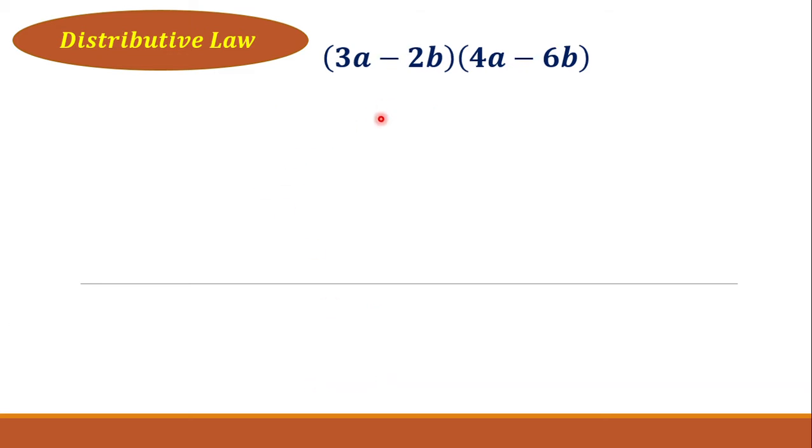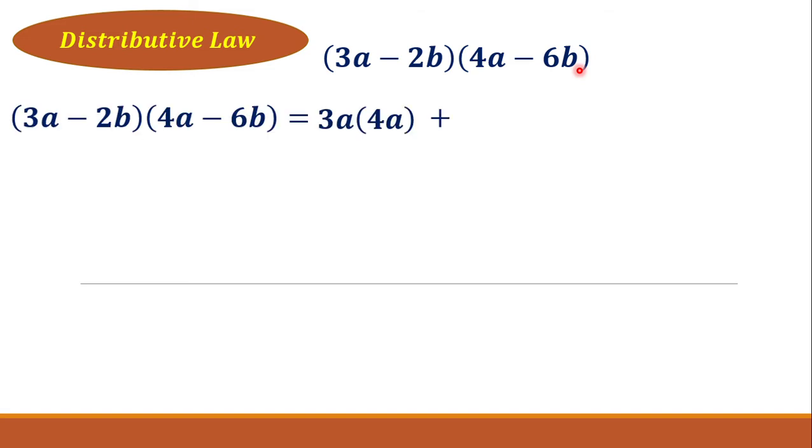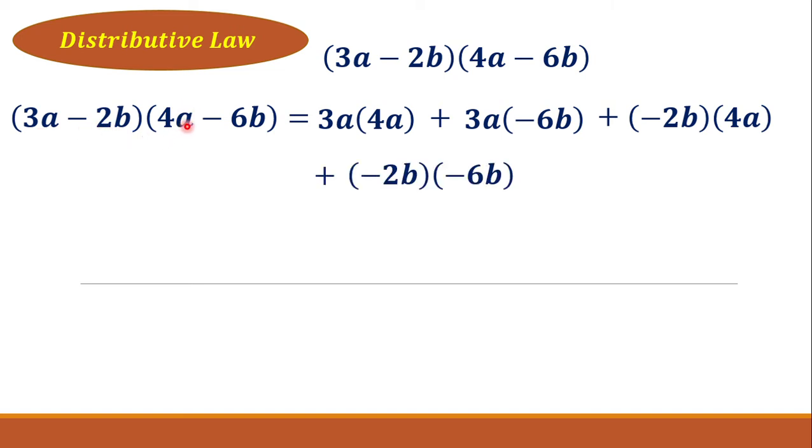So next, 3A minus 2B times 4A minus 6B. Ganun din ang ginawa natin. So, multiply dito sa 4A, I use plus, di ba? Remember? So, 3A multiplied by negative 6B. Negative kasi ito. Then, plus uli, negative 2B multiplied by 4A. So, I use plus uli. And then, negative 2B times negative 6B.